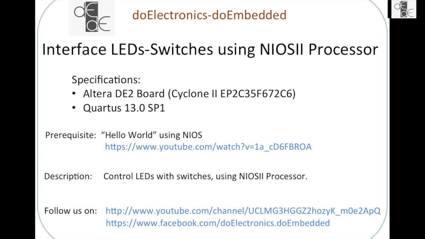For this project we are using the Altera DE2 board, which has a Cyclone II FPGA, and Quartus 13.0 Service Pack 1 version. I recommend going through the given link for the Hello World using NIOS II project before starting with this one. That project will help you learn how to create the project and how to create a QSys system using the NIOS II processor, because we will not be using those basic steps in this project. Let's start with the project.